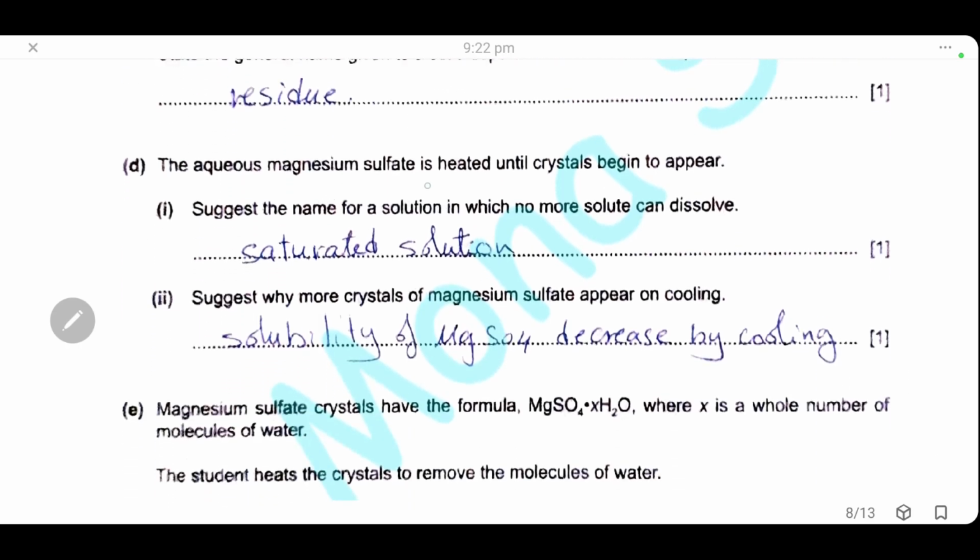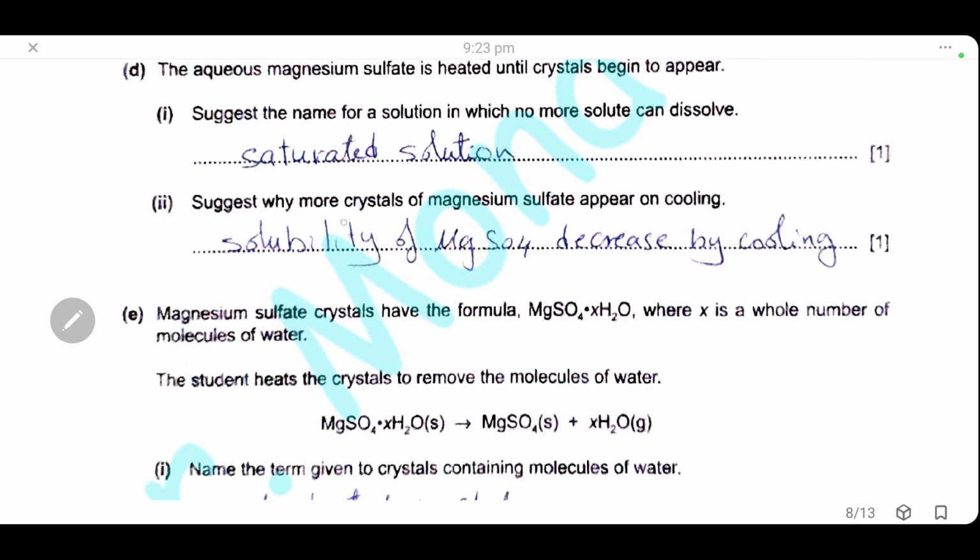The aqueous magnesium sulfate is heated until crystals begin to appear. Suggest the name for a solution in which no more solute can dissolve. The solution is called a saturated solution, in which no more solute can dissolve at a given temperature.